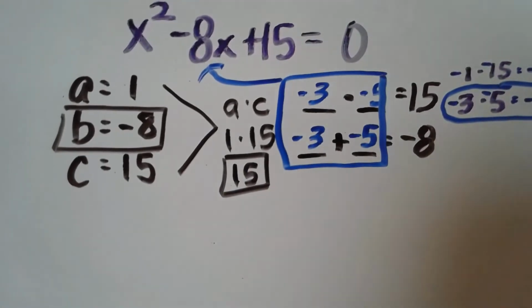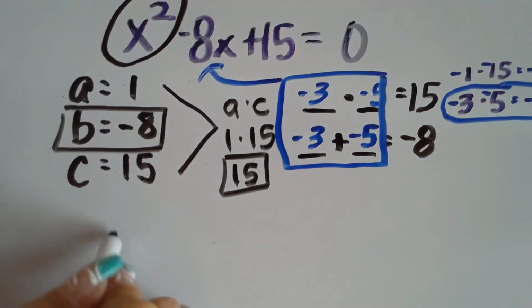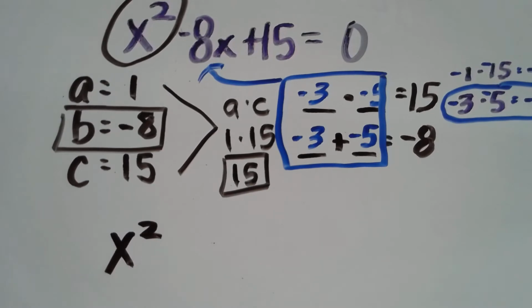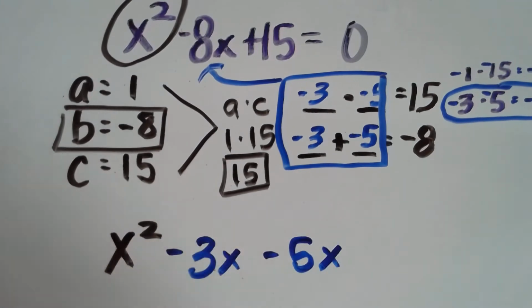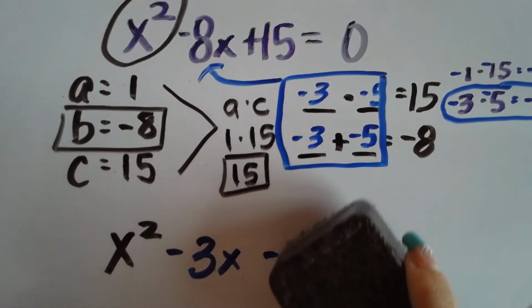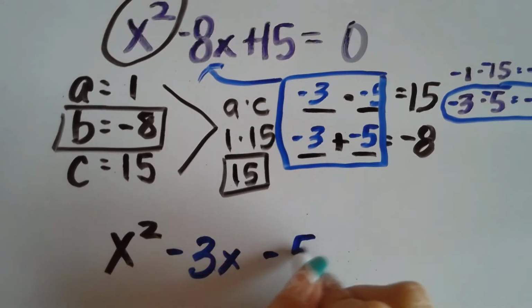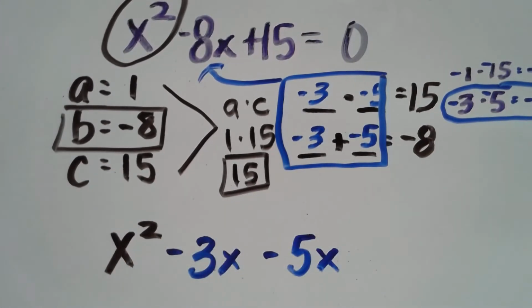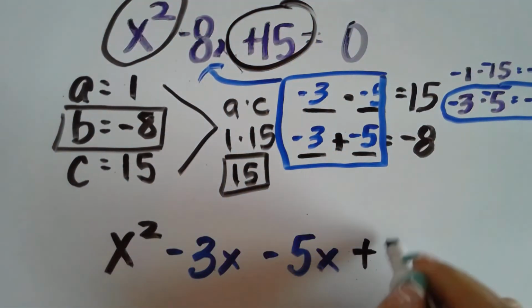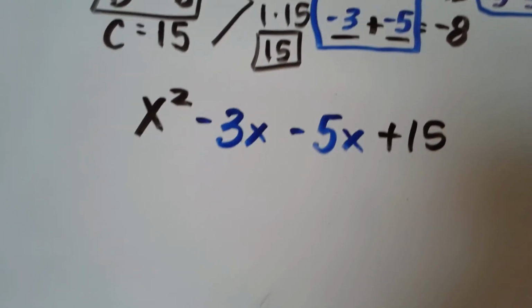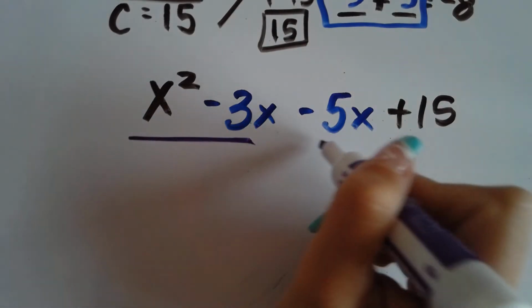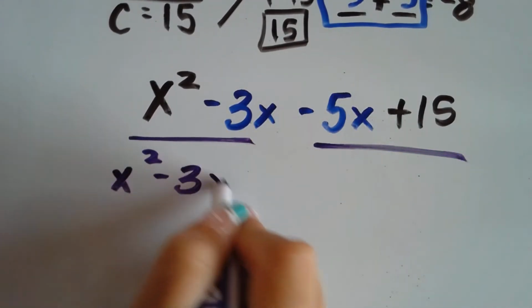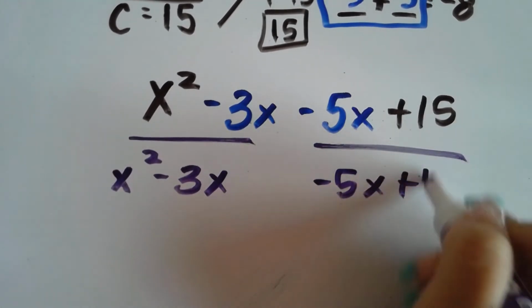So let's go ahead and start writing our new equation so we can get into factor by grouping. So we're going to keep our A, so we have x squared. Our new B is going to be -3x and -5x, okay? That may look like a 6 to some people, so let me fix that: -5x. And then we're going to keep our C, which is +15. Now we're going to go into factor by grouping. Okay, so I'm going to break these down into two parts. So we have x squared minus 3x, and we have -5x plus 15.